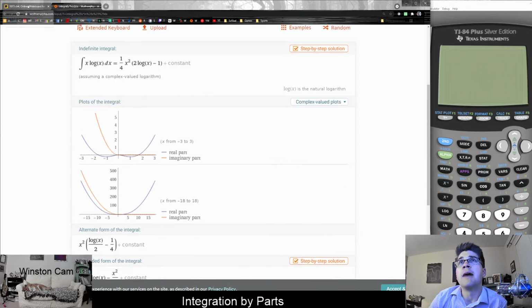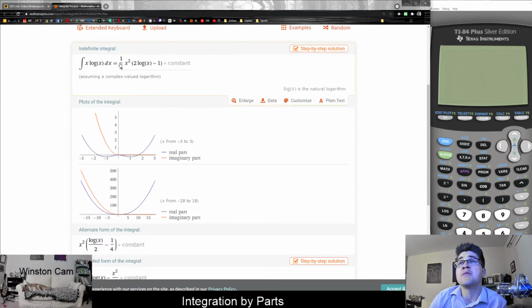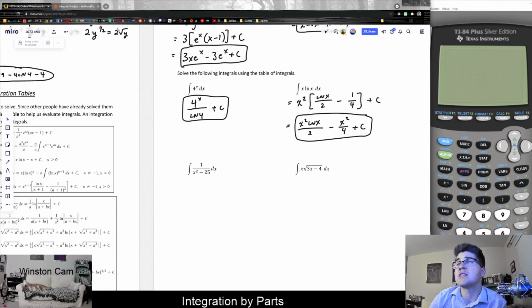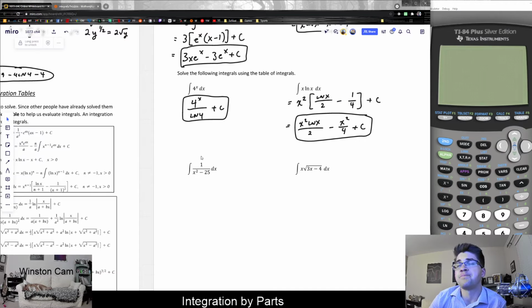But nonetheless, it is consistent. It says 1/4 x squared, which is negative 1/4 x squared is this component, and then we've got x squared, 1/4 x squared times ln x times 2. Well, again, 2 times 1/4 would be 1/2, so that is the same.